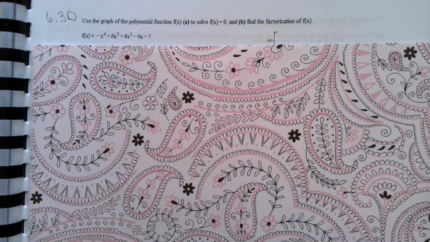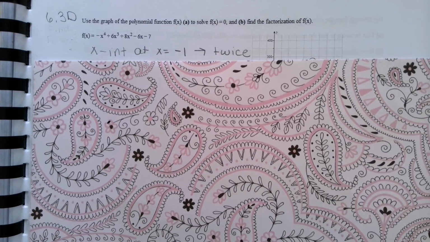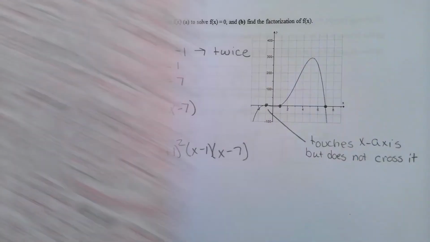So here we have a polynomial function. It's a 4th degree polynomial. It's got 5 terms in it. It would be a mess to try to factor. So instead of trying to factor this to find the factorization, we're going to look at the graph to find the factors. So we're going to look at the graph.